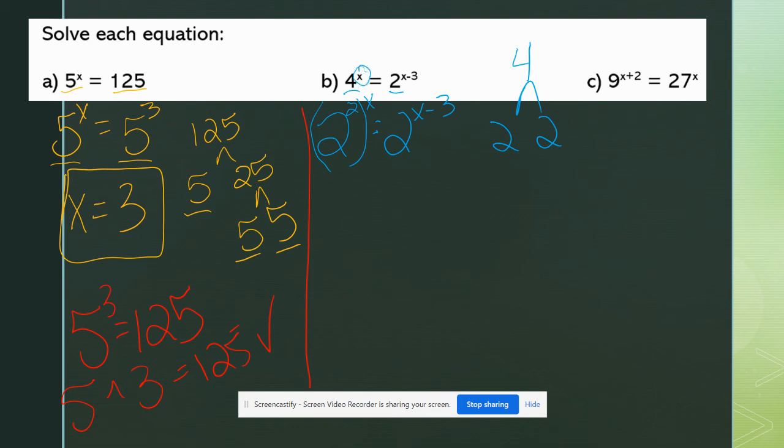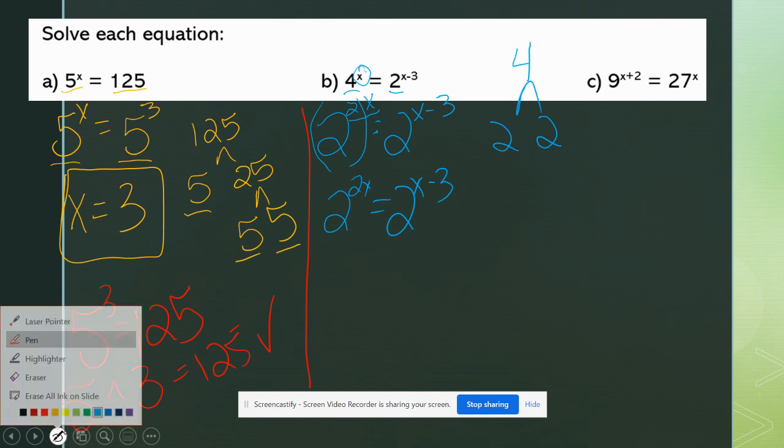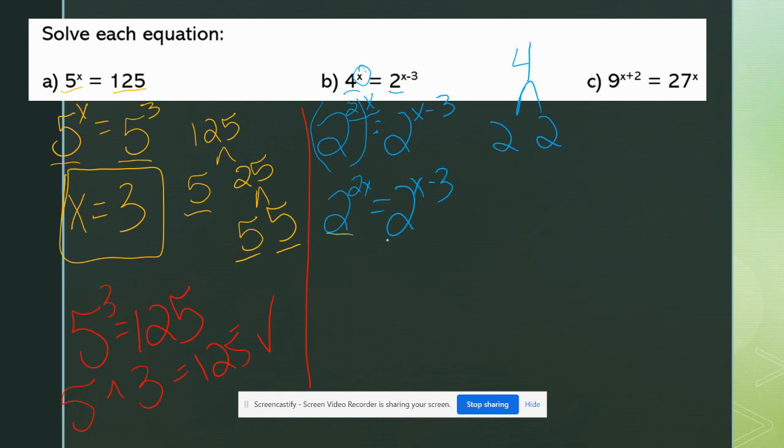Remember, there's an x there on the outside. Exponent rules say when I have two exponents next to each other, we multiply them. So 2 times x is 2x. Well, now our bases are the same. They're both base 2. So we can say 2x is equal to x minus 3.